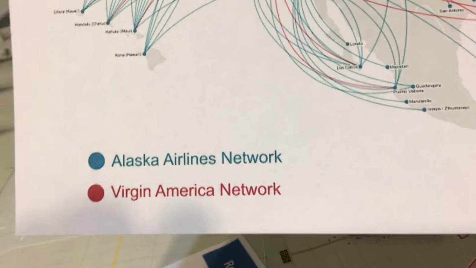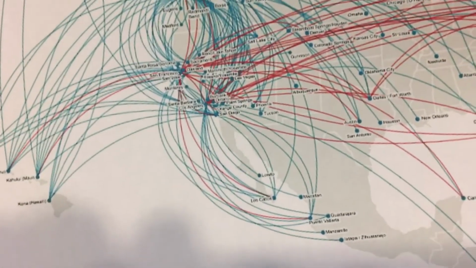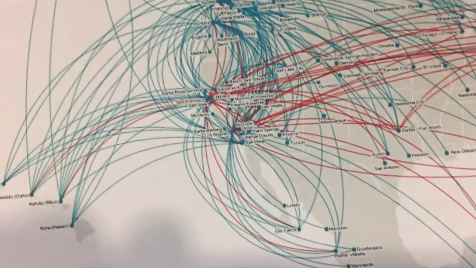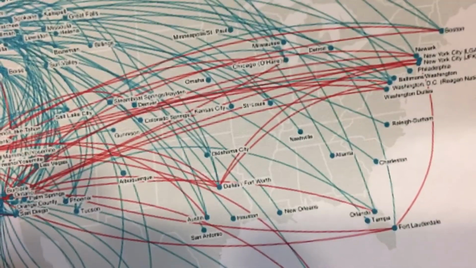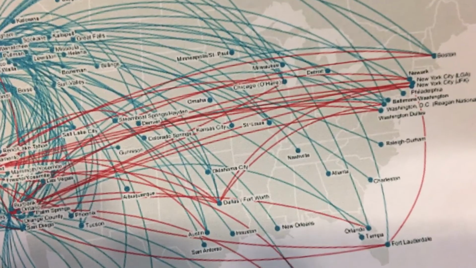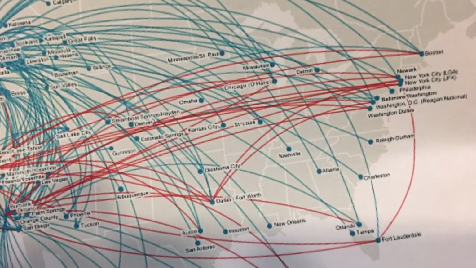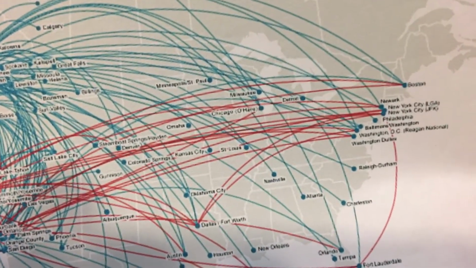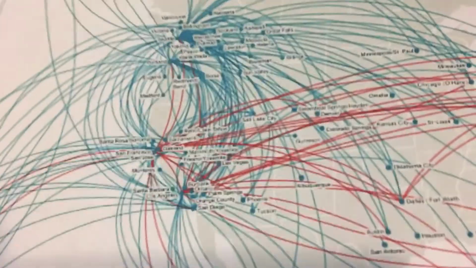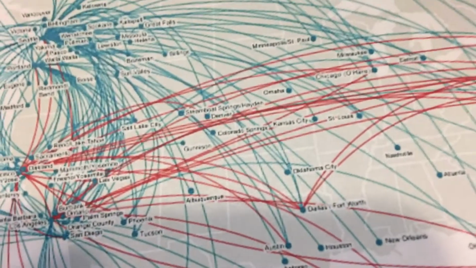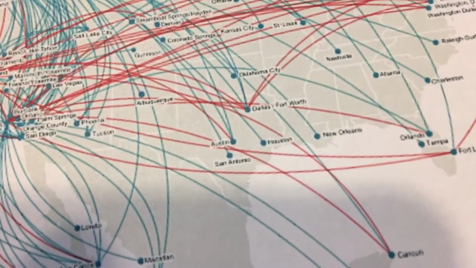All right, so this one is with the Virgin America network superimposed on top. So it's kind of hard to tell here, but whether this was in response to what Delta was doing in Seattle is up for debate, or whether they were going to do this anyway. But you have many cities added now.